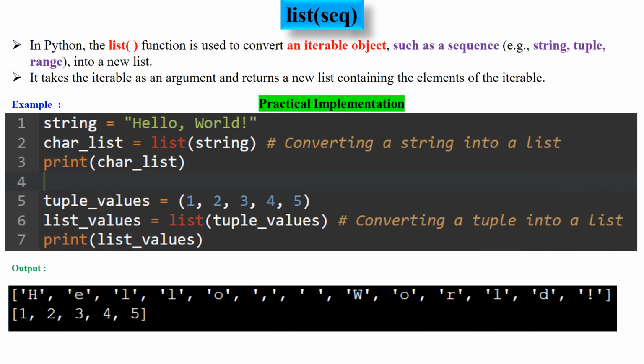In Python, the list function is used to convert an iterable object, such as a sequence, for example string, tuple, range, into a new list. It takes the iterable as an argument and returns a new list containing the elements of the iterable. Revise the examples given here.